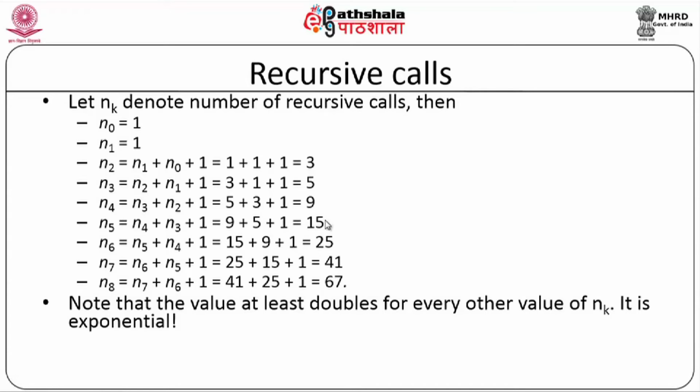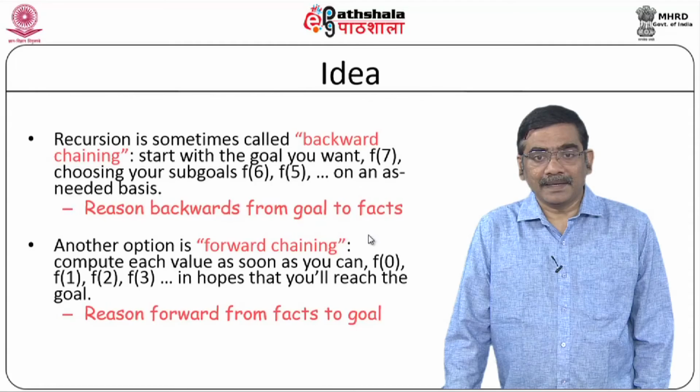So, you can see the sequence like 3, 5, 9, 15, 25, where for every value of n, the number of recursive calls is becoming more and more. In other words, it is becoming an exponential algorithm. So, the implication is that when n becomes very large, the algorithm takes lots of time, and it may run for many weeks or even months. Practically, it is very difficult to implement this algorithm for larger values of n.